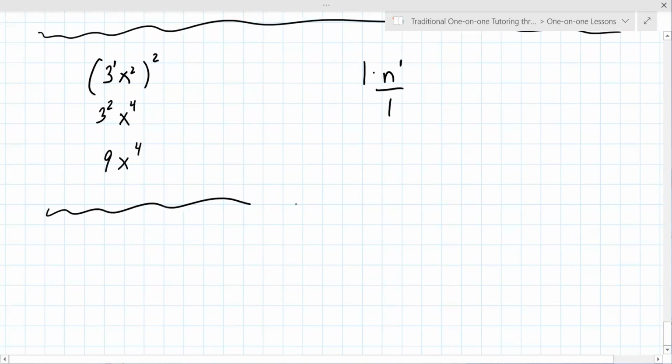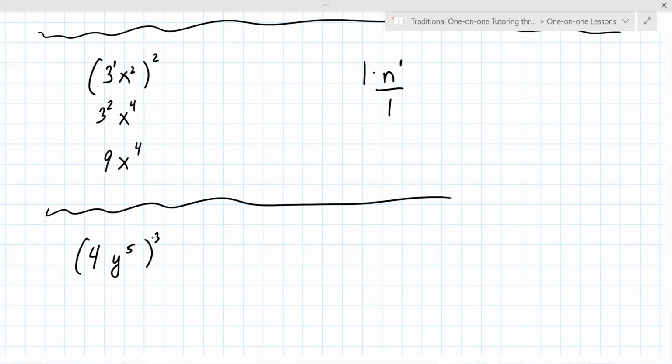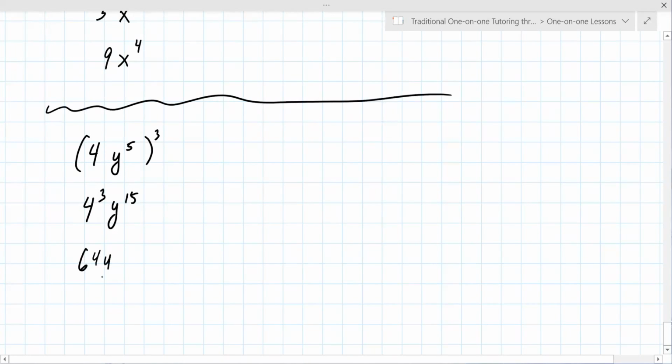All right, so you try one here. What is 4y to the fifth to the third power? 4 cubed, y to the 15th, and then it would become 64y to the 15th power. Yes. All right. That's just a memory thing.